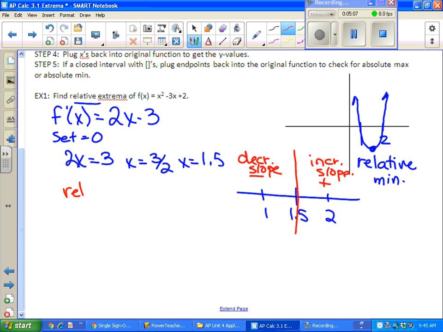So we have a relative minimum at x equals 3/2. We did already realize that. We just had worked with the equation. Okay? Does everybody understand the sign line? Take your critical value, check points to the left, check points to the right, see if the sign changes.